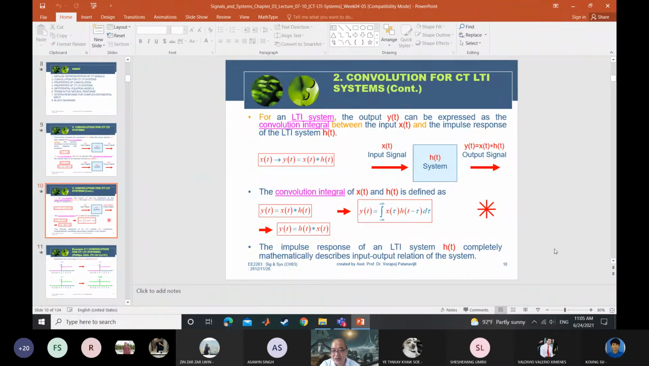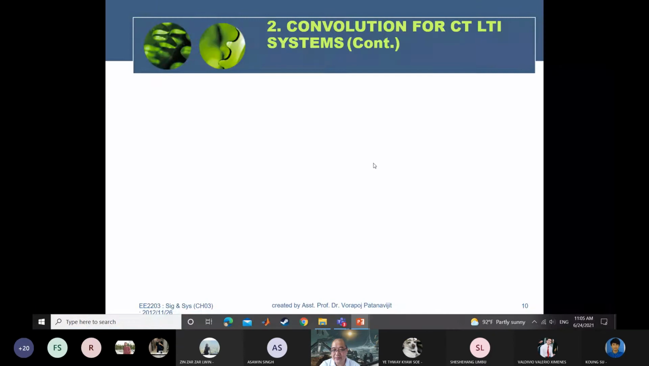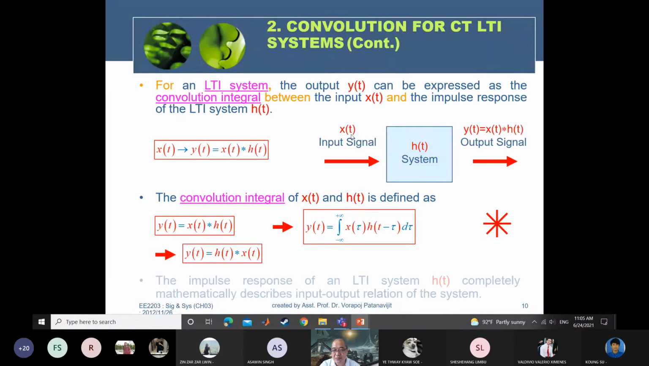Now, the idea of the convolution is here. If you know the impulse response of the system, the output equals the convolution between the input and the system itself. The way to compute it is: y equals x convolve with h, equal to h convolve with x. Therefore, it is a commutative property.